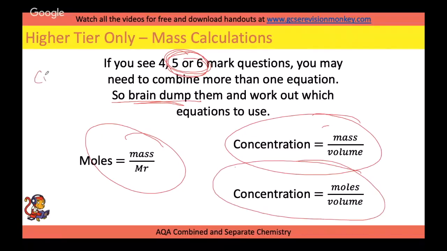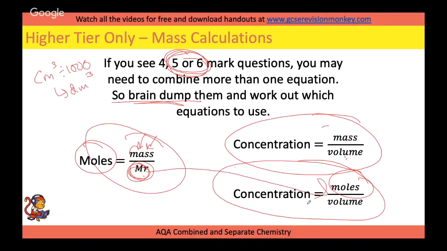Last little bit, remember, centimeters cubed divide by 1,000 to get to decimeters cubed. And you might need to use these. For example, let's say you needed to work out concentration by mass over volume. You may well need to work out the mass first by rearranging this and doing moles times MR. Or if you wanted to work out moles over volume, you may well need to do the mass divided by relative formula mass first and then put it into this equation.